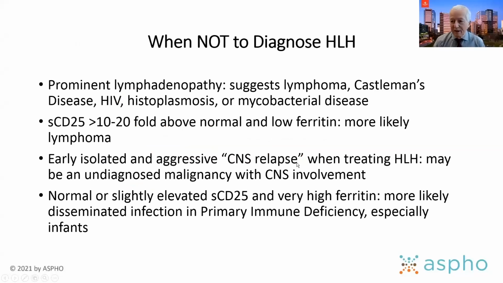So when should you not diagnose a patient with HLH? Although we say lymphadenopathy happens in these patients, it's usually not a prominent finding. And those patients with really massive lymphadenopathy might ought to be considered more likely to have lymphoma, Castleman's disease, or some of these infections. And also, if they have massive lymphadenopathy and very elevated interleukin 2 receptors, soluble CD25, much above 20-fold above normal, and a low ferritin, that's more likely to be a patient with lymphoma.